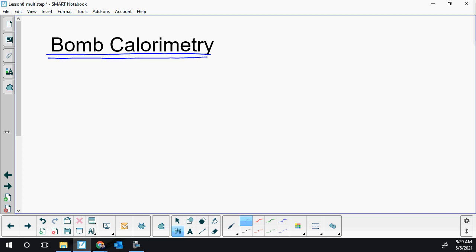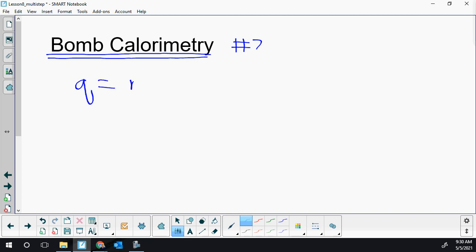You're not likely to see many questions like this. There is one in your workbook. Question number 7 in your workbook is a bomb calorimetry type question. In bomb calorimetry, the little m and the little c are put together. Okay? And that is referred to as heat capacity. When they're separated out, the little c is specific heat capacity.